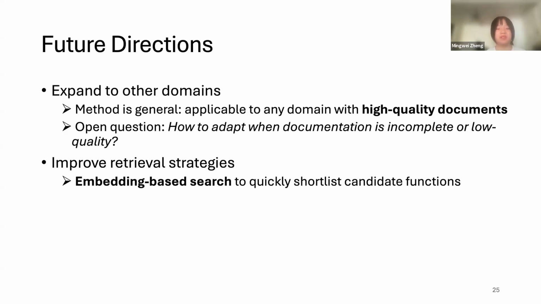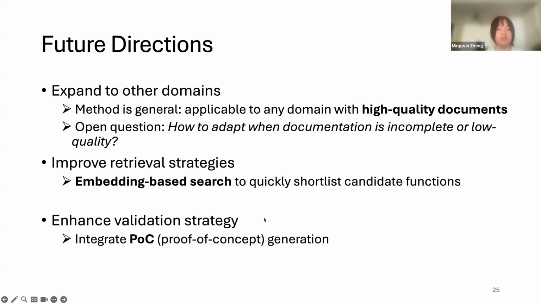The second future direction is to improve the retrieval strategy, probably by using embedding-based similarity search. We know that embedding-based search can help us quickly shortlist candidate functions in order to improve retrieval performance.